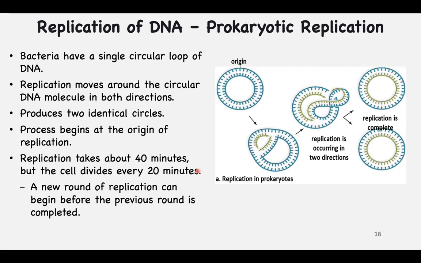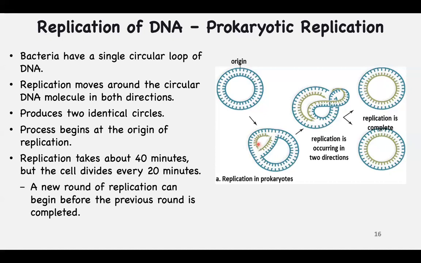So yang ni dalam prokaryot. Prokaryot sebab dia bulat. Okay, dia ada single circular loop of DNA. Dia bulat macam ni. So macam mana dia replicate? So how does a prokaryot replicate is by it move in both direction circularly. Maksudnya nampak ni jadi dua. Jadi the replication moves around the circular DNA molecule in both direction. So it produces two identical circle.